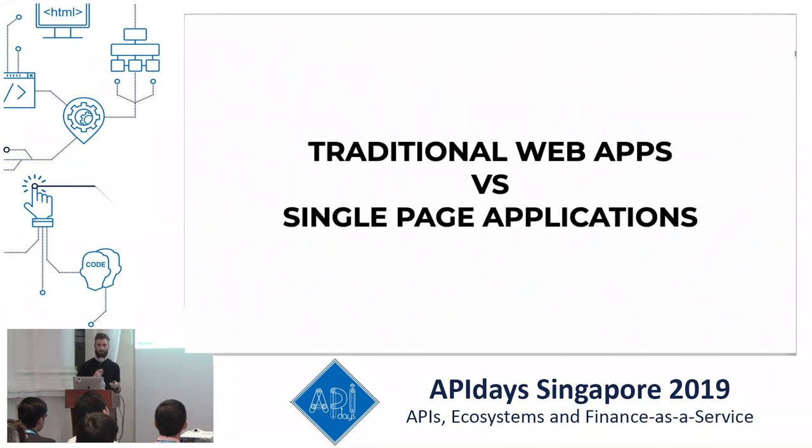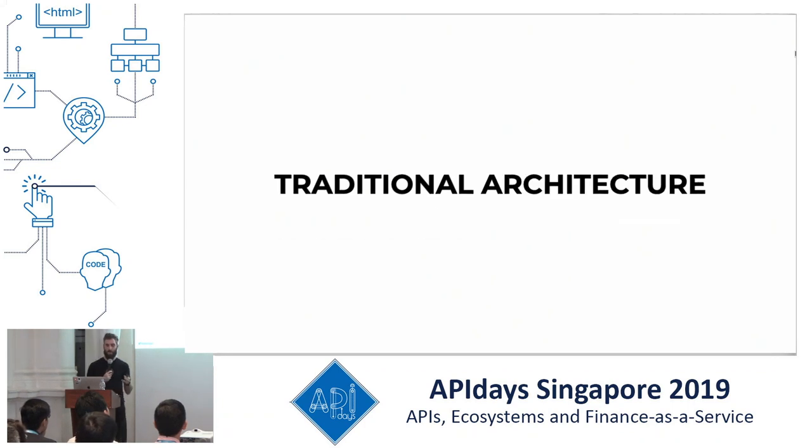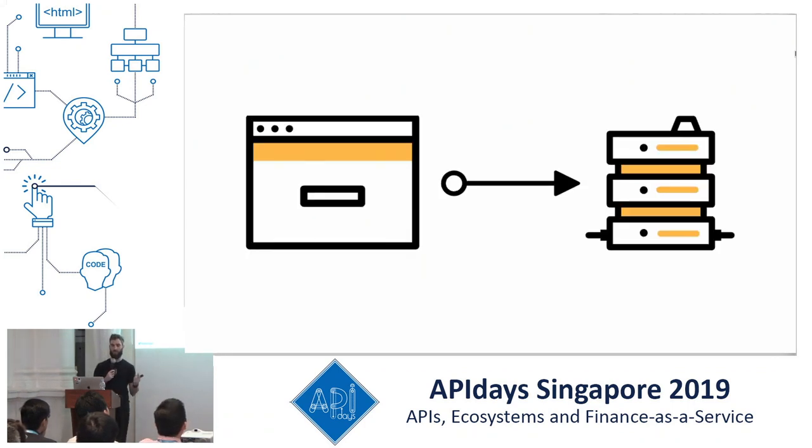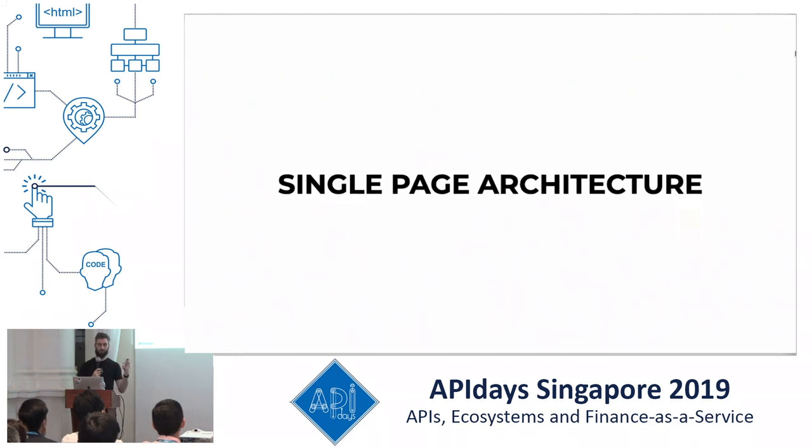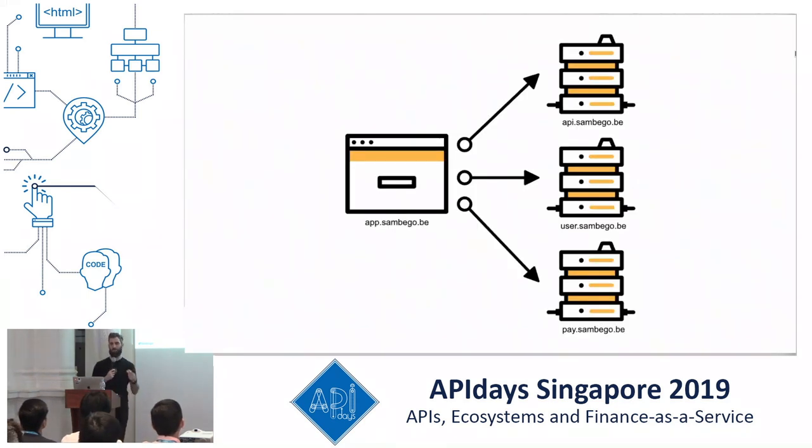Right. So traditional web apps vs single page applications. There's a few differences between them. A traditional architecture is usually very tightly coupled between your web page and your server. You can have multiple servers, but most of the things happen on this one server, this one service, and it handles all the logic, and the web browser just displays the pages. A single page application can look a bit like this. You can have multiple APIs which you access from your single page application.